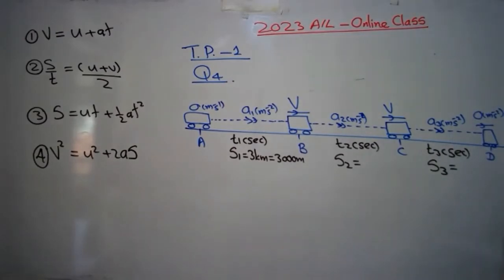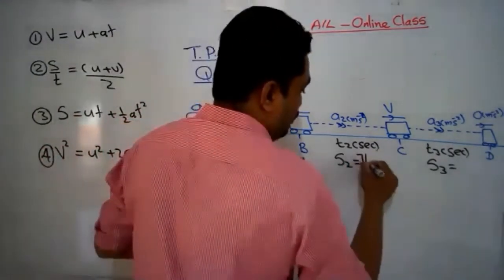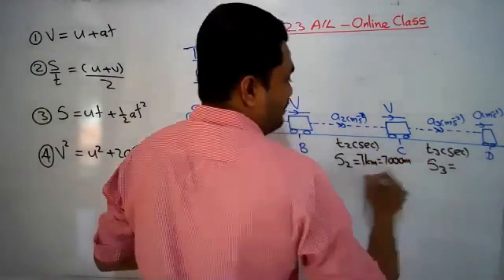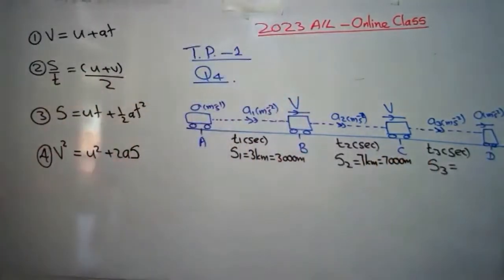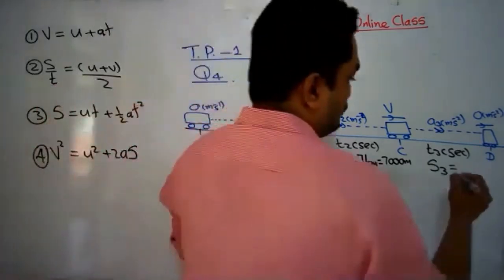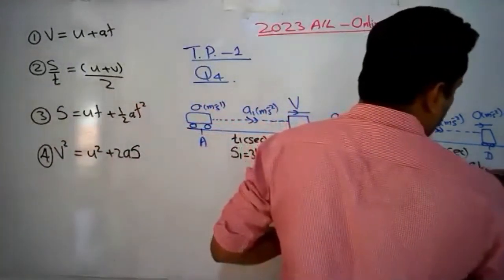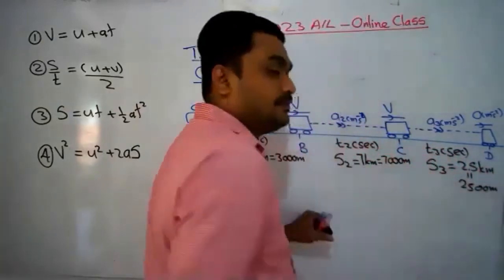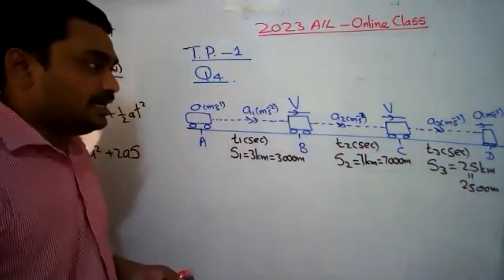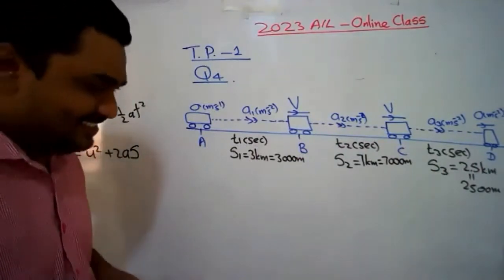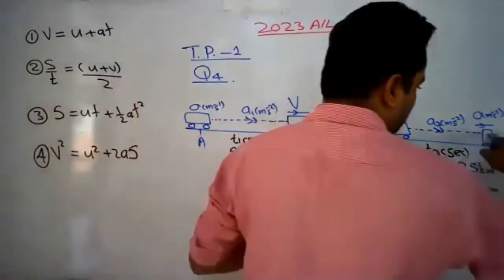B to C displacement is given as 7 kilometer, means 7,000 meters. C to D displacement is given as 2.5 kilometer. So 2.5 kilometer means 2,500 meters. So I have marked all the given data. I should find everything, right? I have to find everything.